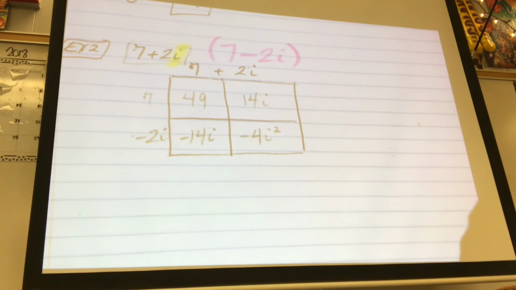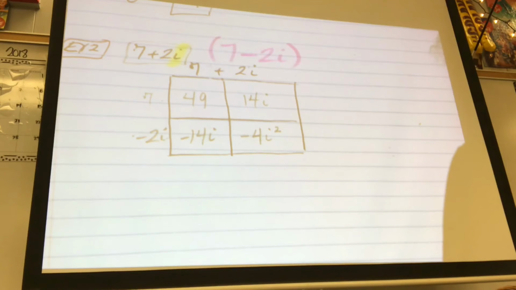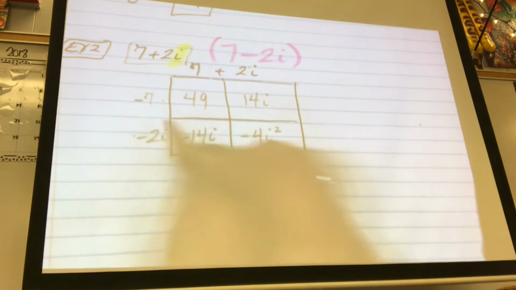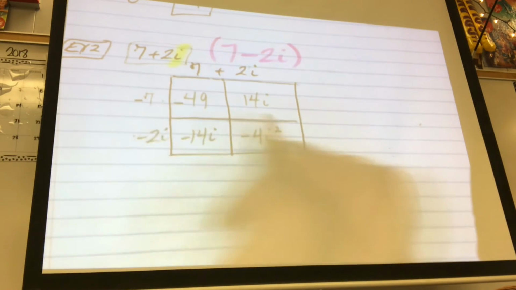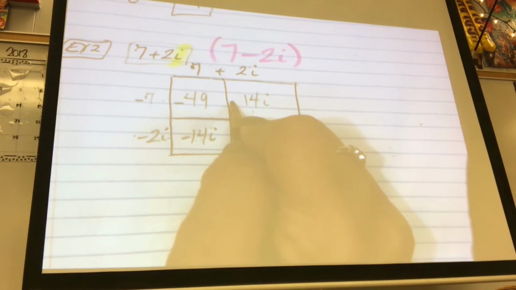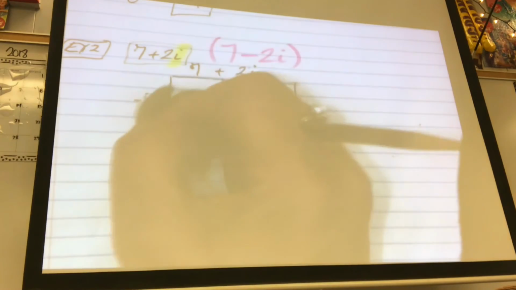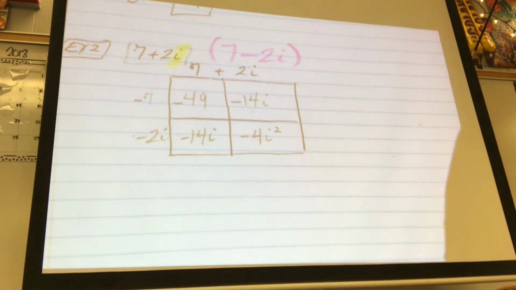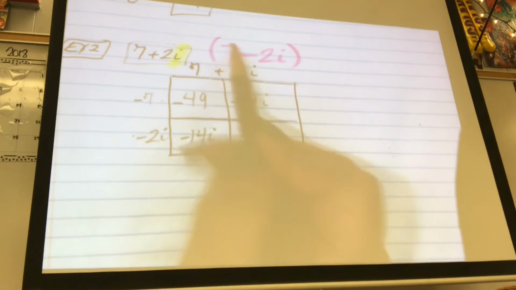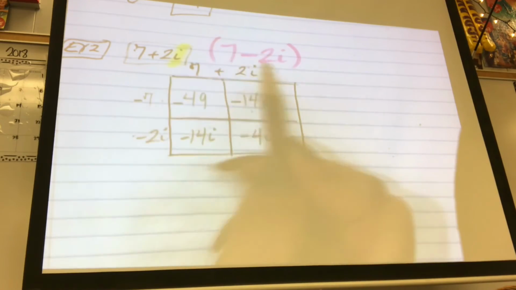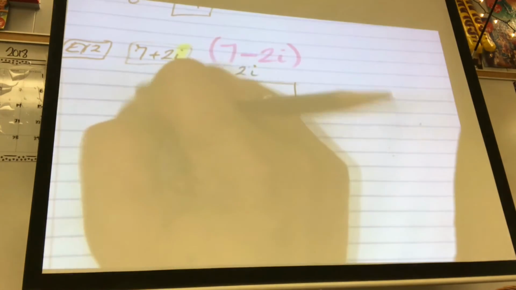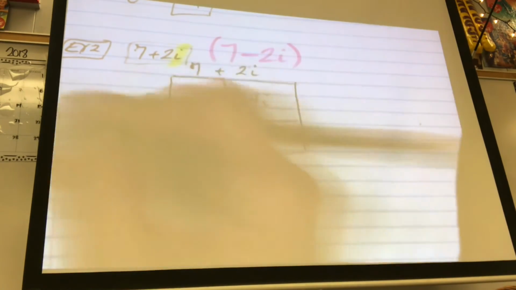Did I have to make the 7 negative? Why do I not have to make the 7 negative? If I make the 7 negative, wouldn't this be a negative 49 and then this would become a negative? Now does that cancel? No. So do I make the 7 negative? Yes or no? What part do I make negative? The real part or the imaginary part? Only the imaginary part. Did I lose anybody there?